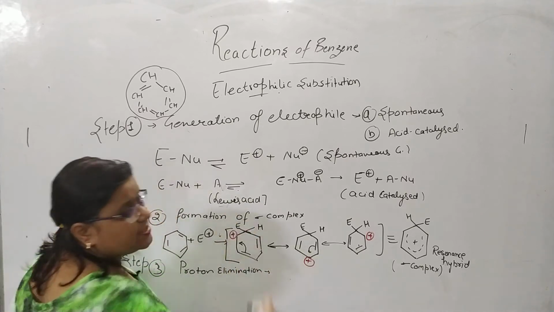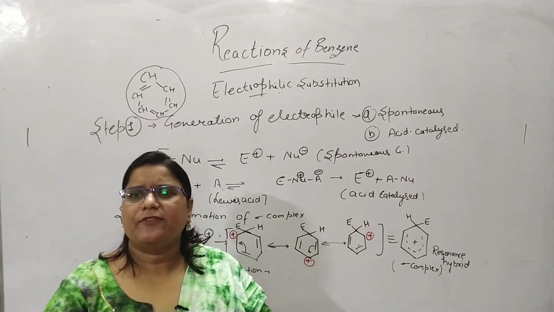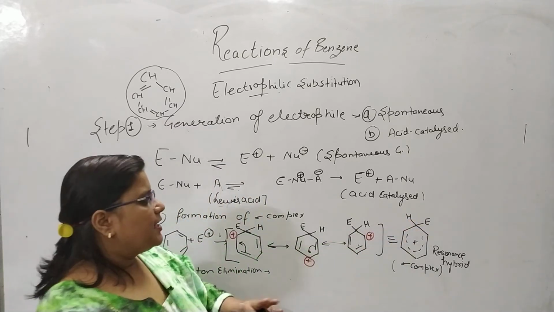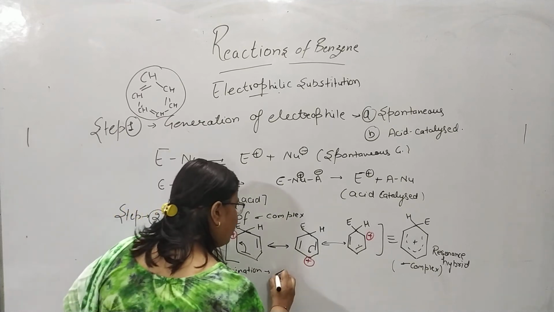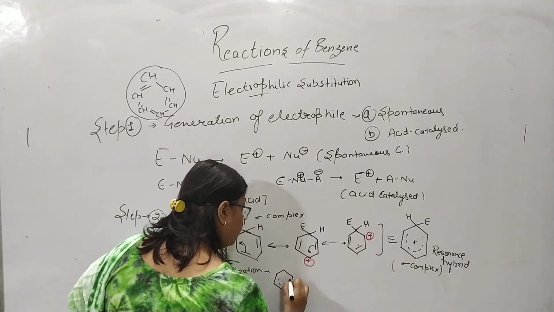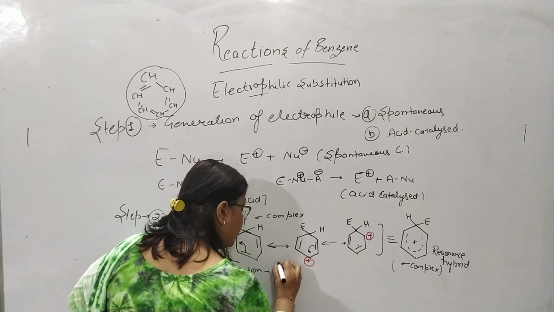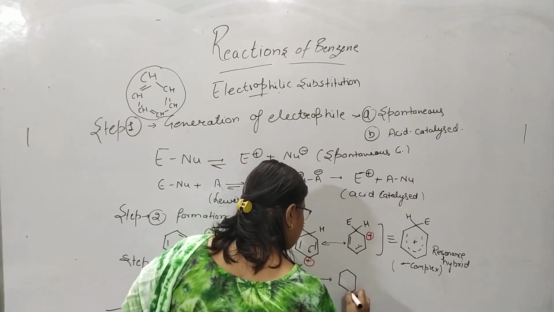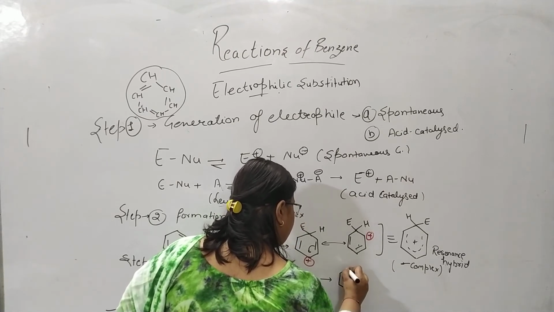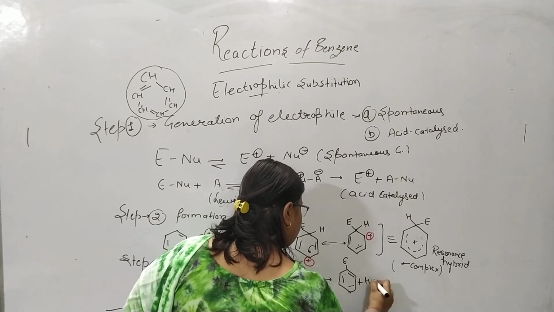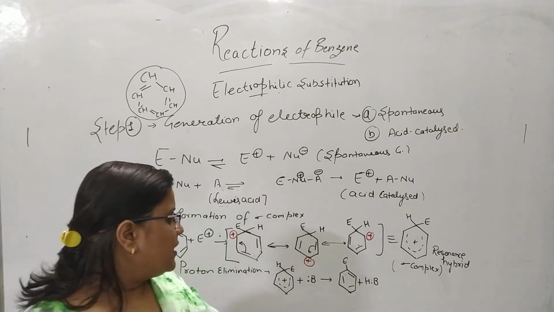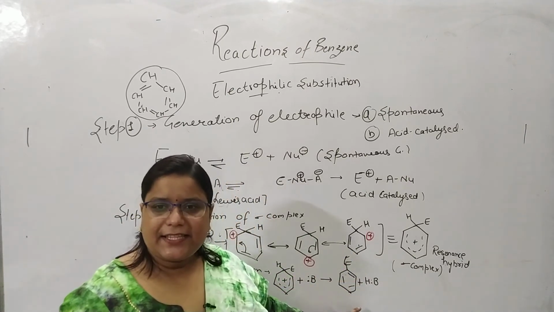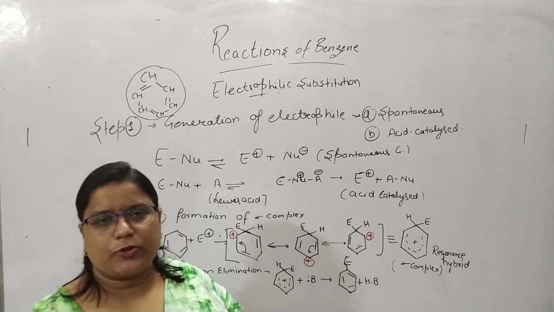Here, my dear students, the proton is eliminated from the ring with the help of a base, because if the base comes, this hydrogen is easily released from the ring and the ring gets relaxed. So what will happen here? The hydrogen and the base come, and the complete ring forms with the electrophile attached, and this is the complete electrophilic substitution.